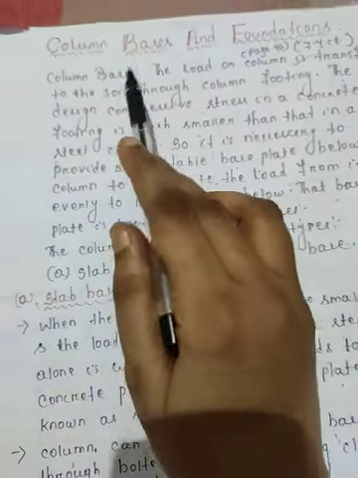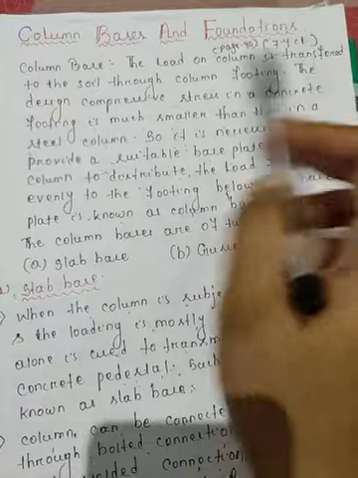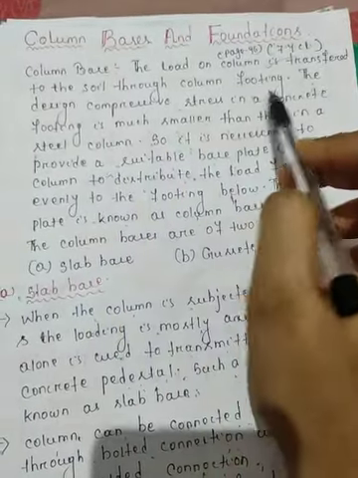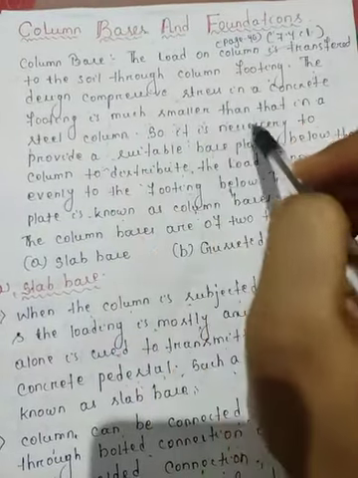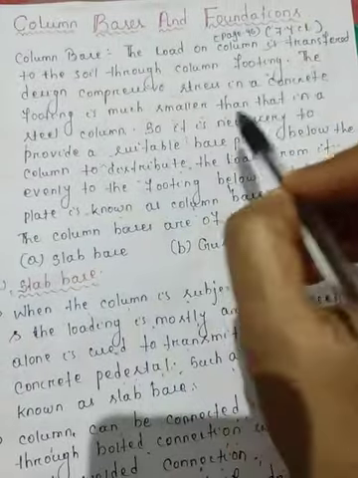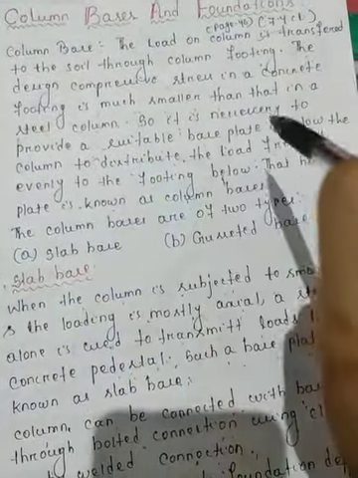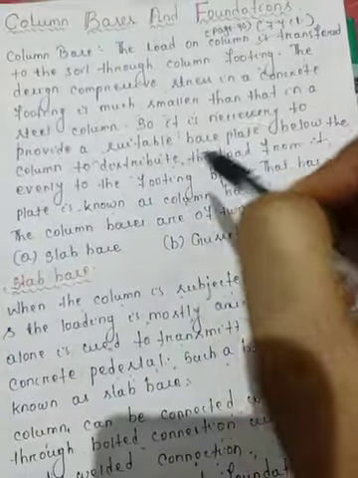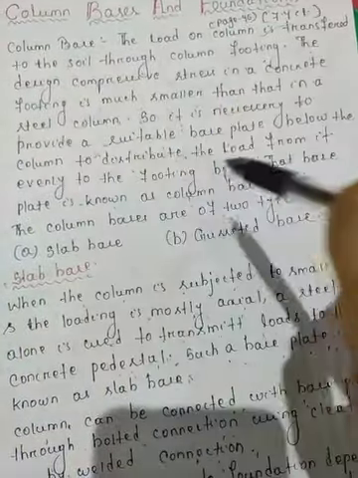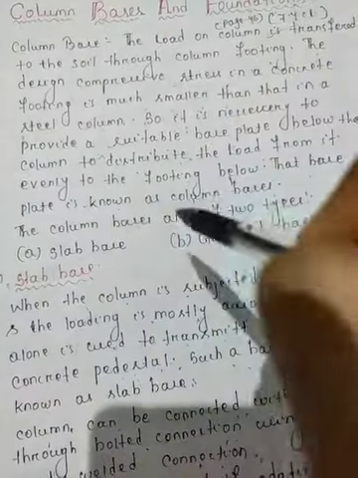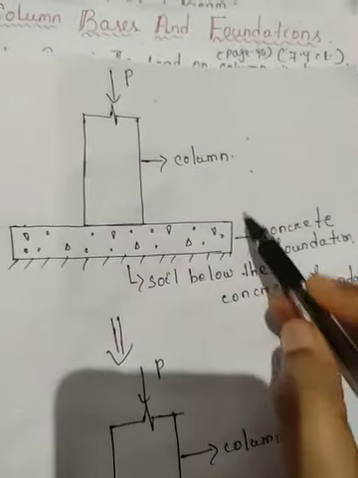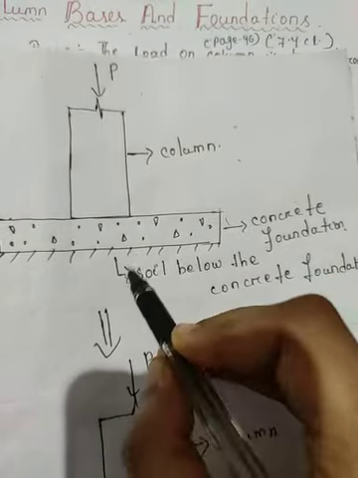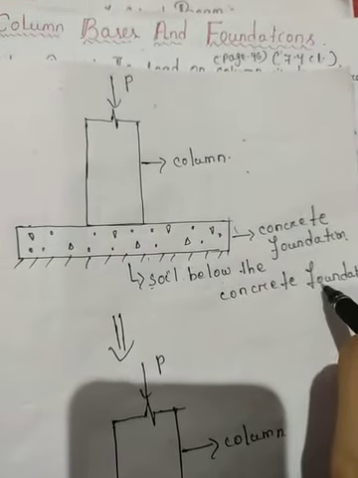What is column base? The load on column is transferred to the soil through column footing. The design compressive stress in a concrete footing is much smaller than that in a steel column. So it is necessary to provide a suitable base plate below the column to distribute the load from it evenly to the footing below. That base plate is known as column base. So here you can see this is a column section, this is a concrete foundation, and this is the soil lying below the concrete foundation.